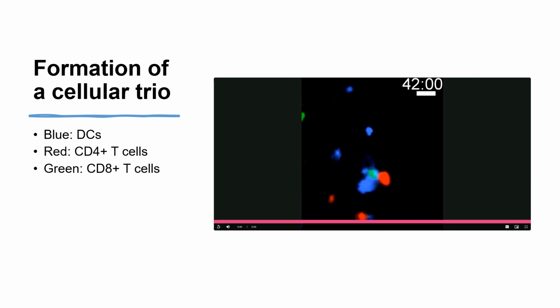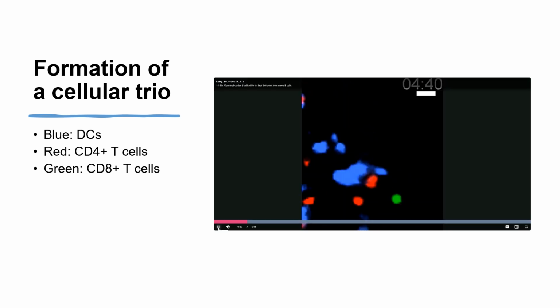It kind of looks like the green cell disappears a little bit, but it just sort of gets hidden by the blue dendritic cell body.